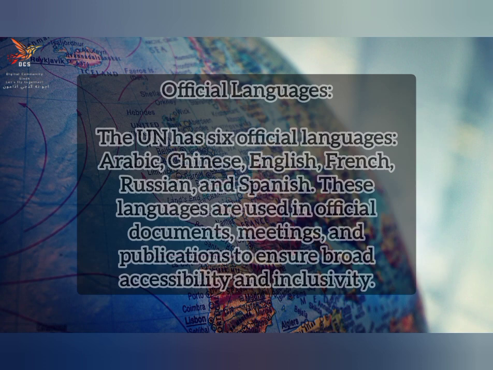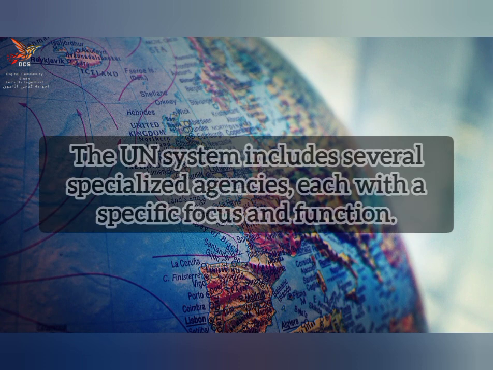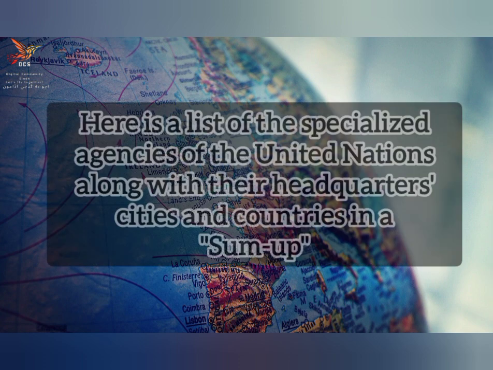Official languages. The UN has six official languages: Arabic, Chinese, English, French, Russian, and Spanish. These languages are used in official documents, meetings, and publications to ensure broad accessibility and inclusivity. The UN system includes several specialized agencies, each with a specific focus and function. Here is a list of the specialized agencies of the United Nations along with their headquarters cities and countries in a sum up.